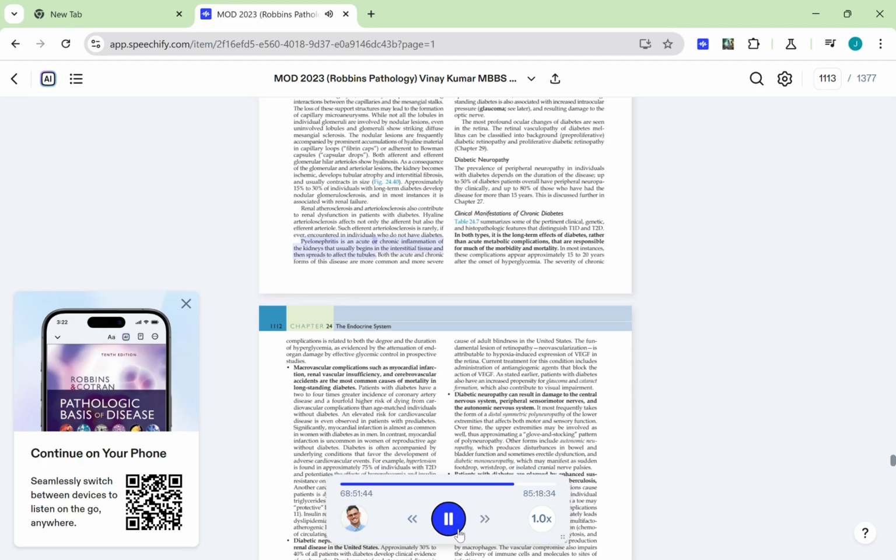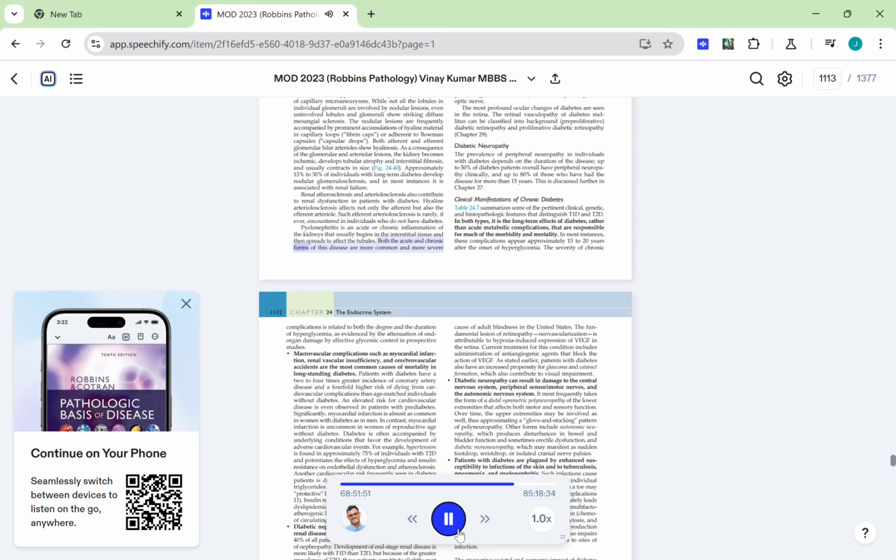Pyelonephritis is an acute or chronic inflammation of the kidneys that usually begins in the interstitial tissue and then spreads to affect the tubules. Both the acute and chronic forms of this disease are more common and more severe.